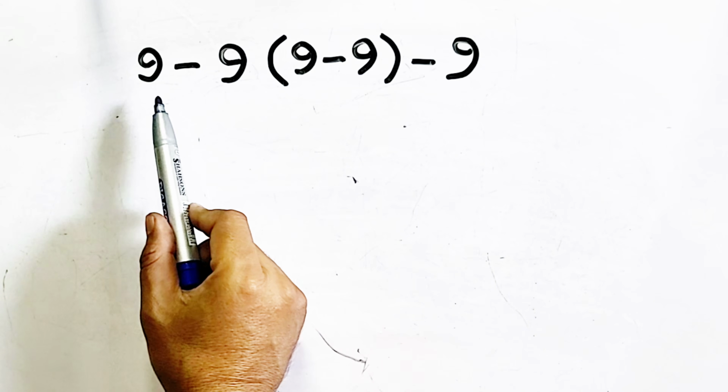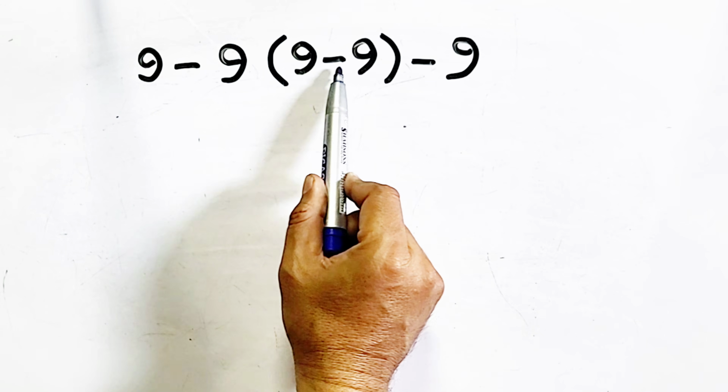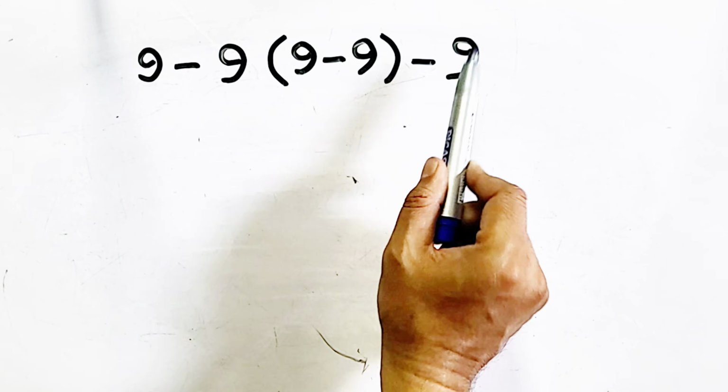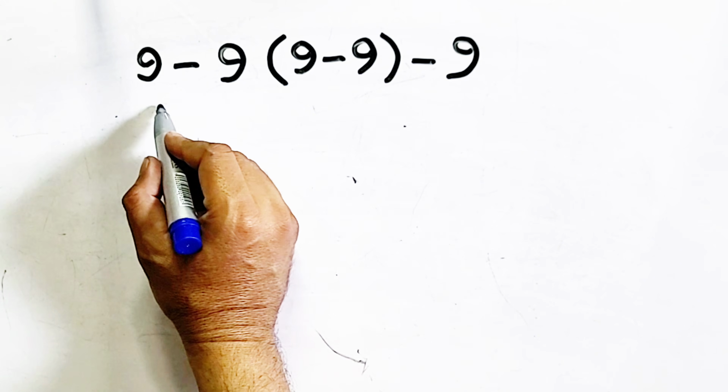Hello, respectable audience. We have a question: 9 minus 9 times 9 minus 9 minus 9. It is quite simple. We have to move from left to right.